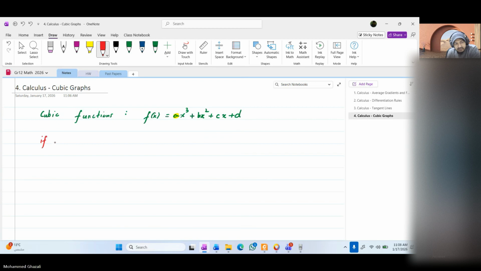So if a is positive, then we get a graph like this. You're going to get a graph that has two turning points. That's the general shape of the graph, right? And if a is less than 0, then you will get a shape of the graph which is like this. The other way is basically flipped.